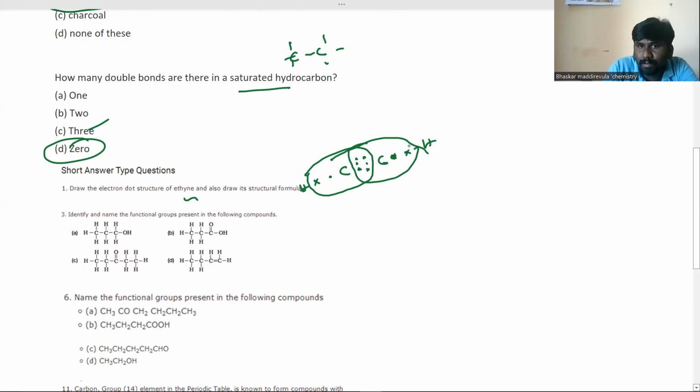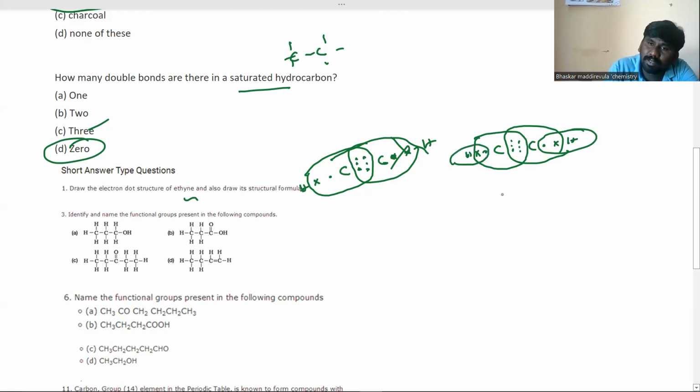I'll draw once again, sorry. Each carbon shares three electron pairs with the other carbon and one electron with a hydrogen. So this is the Lewis dot structure of the ethyne molecule. Definitely a likely last question here: the triple bond and a single bond with the hydrogens, shown in the Lewis dot structure.